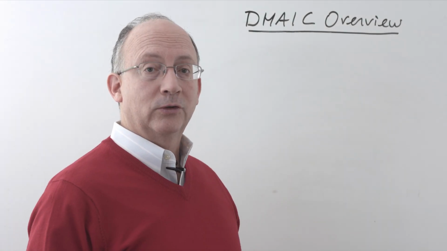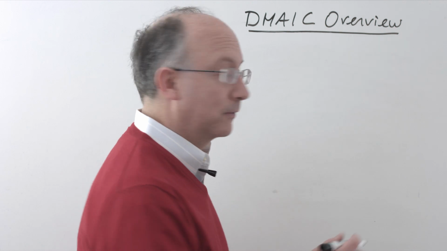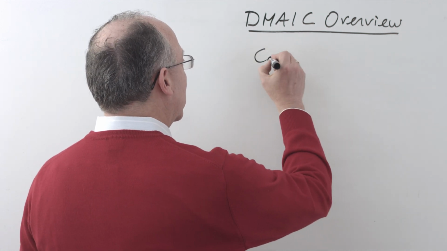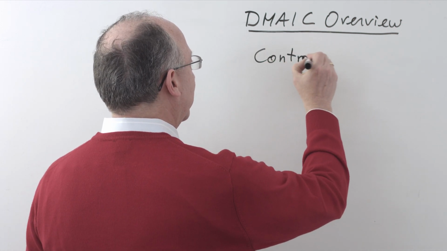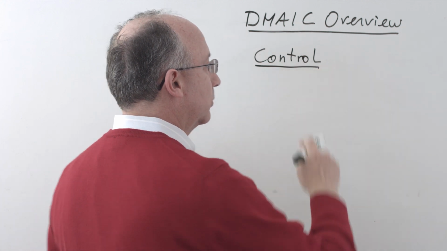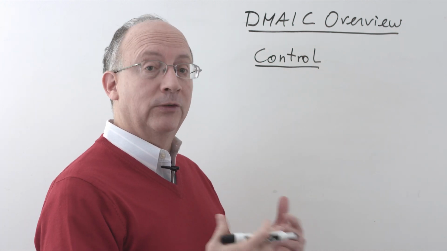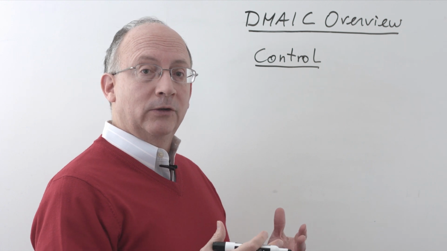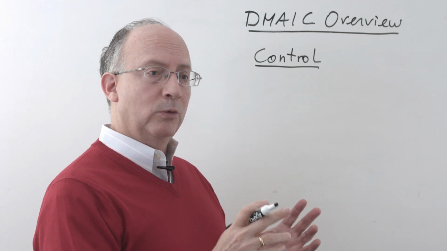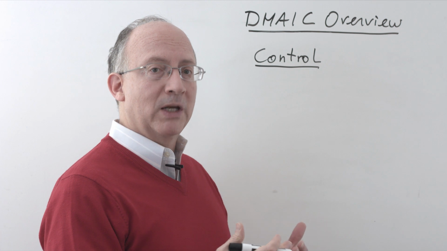The fifth and last stage of the methodology is the control stage. In the control stage, we're going to put in place all the various things that we can in order to make sure that the solution that we have worked so hard to produce will be sustained, will not unravel. So a couple of things here. The first one would be to understand how we are going to measure this.